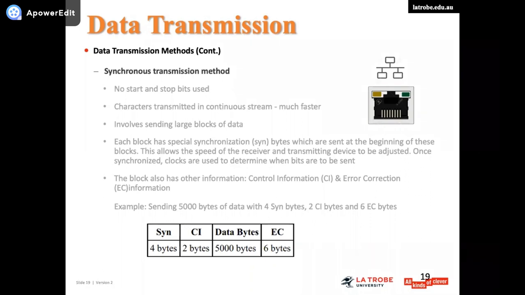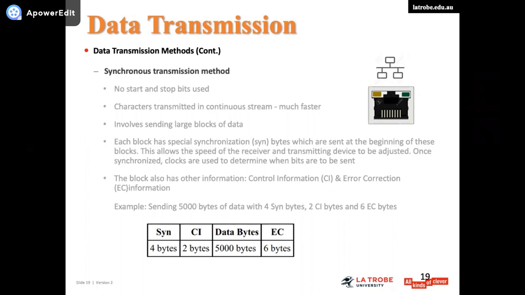Here is an example of sending 5,000 bytes of data with just four sync bytes, 2 control information bytes, and 6 error correction bytes. So this is one example. You can see that to send these 5,000 bytes, we only use a total of 12 extra bytes over the 5,000, which is much more efficient than the asynchronous method.